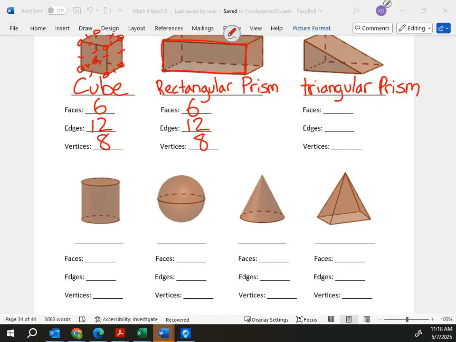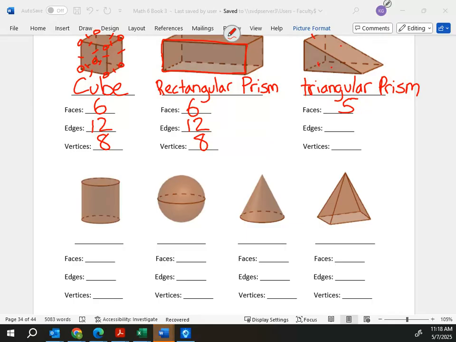How many faces does a triangular prism have? How many flat sides? Kylie? 5. We have the top and the bottom, the front side, the back side, and the back. So there are 5 faces. How many edges does it have? Nolan? 9. Well, let's check and see.